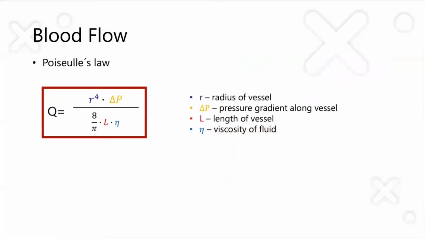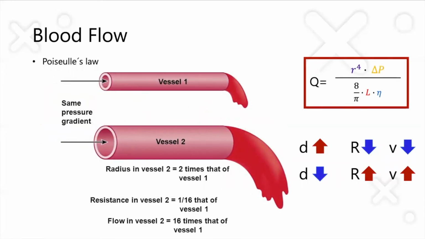And the blood flow can be described or calculated by Poiseuille's law, which you can see here in the picture, but I will explain it on this example. So we assume that we have the same pressure gradient in both of the vessels, and in vessel 2 we have the radius, which is 2 times that of vessel 1.